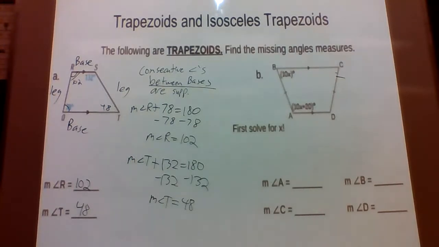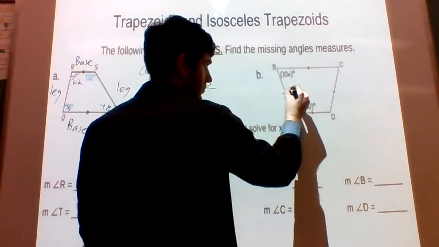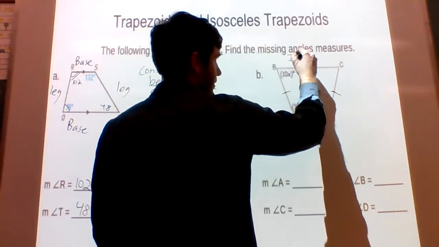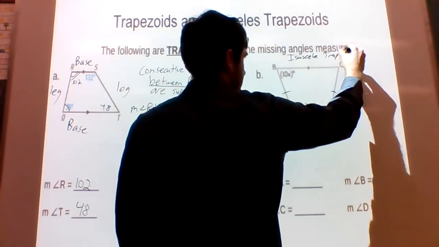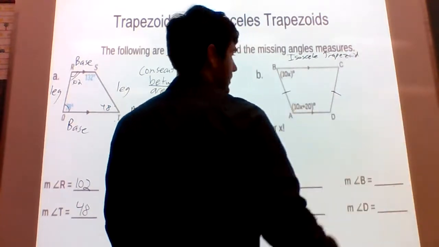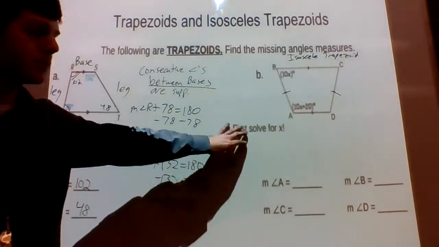Next one, we have base angles that are congruent. So this is going to be an isosceles trapezoid. We know a little bit more about isosceles trapezoids. There's a few more properties. For example, the base angles are congruent, which will help us. But let's solve it the first way.